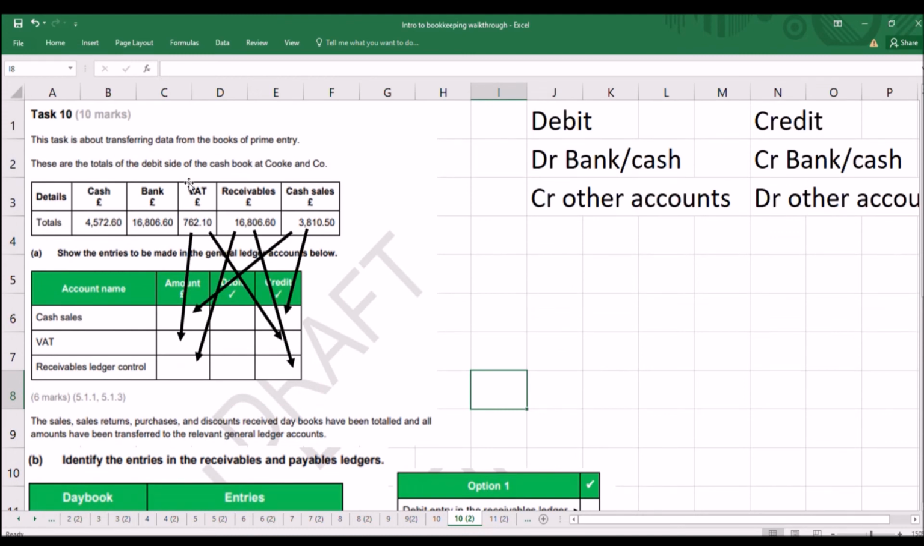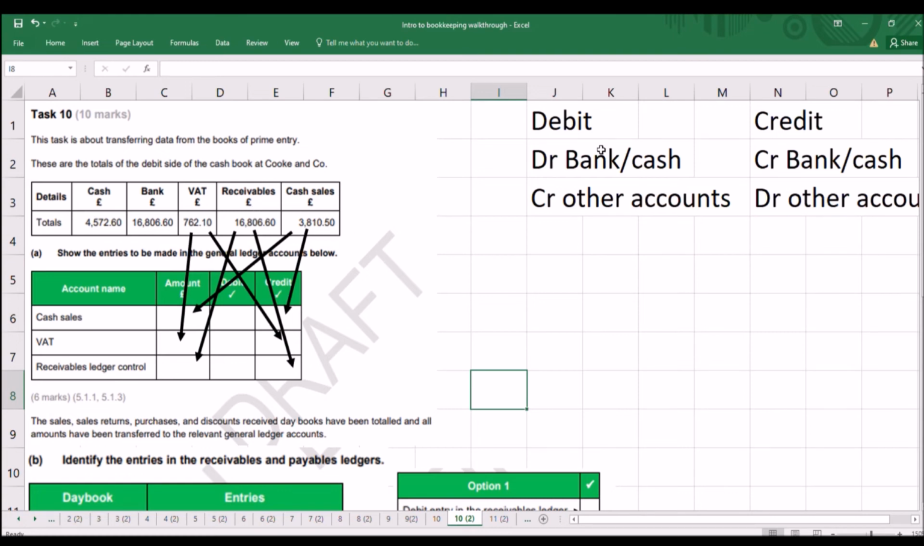So in terms of the books of prime entry, it's got the debit side of the cash book here. Remember, there's two sides to the cash book. There's the debit side and the credit side. And the exam always shows just one side of it, even though in real life you'll see the debit side on one page and the credit side on another page in the cash book, or alternately on the same 8-column page with a line in the middle.